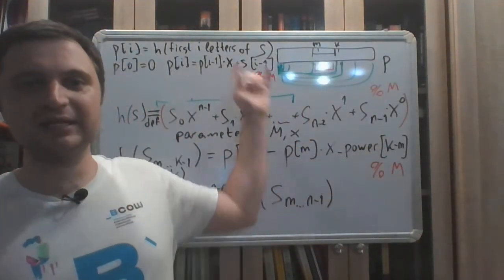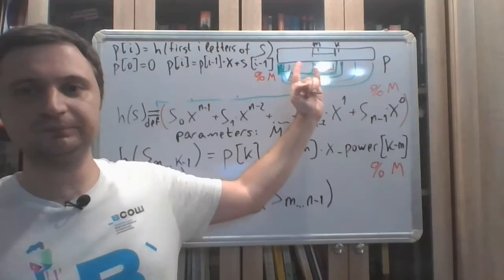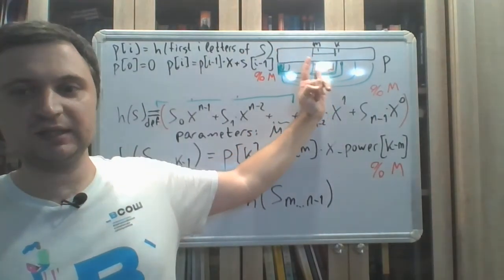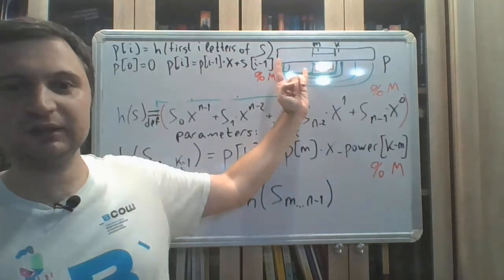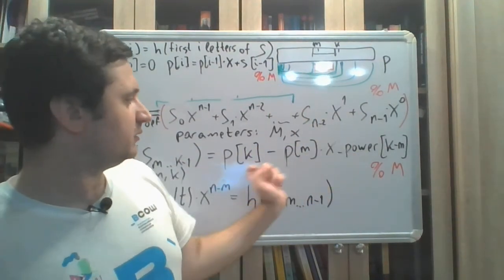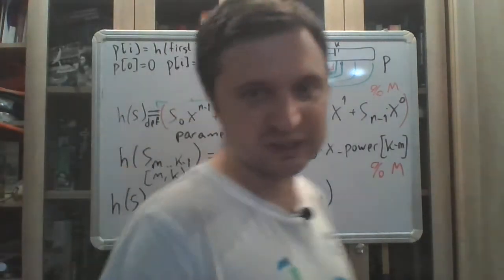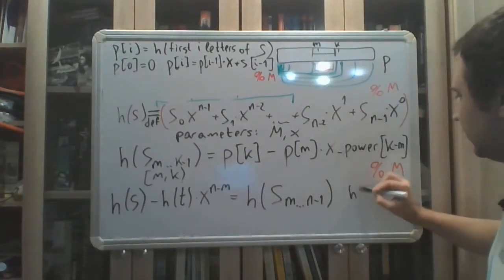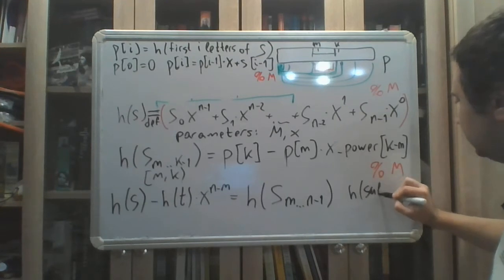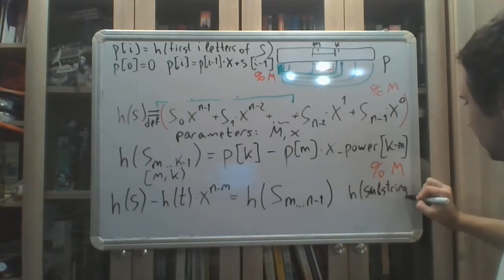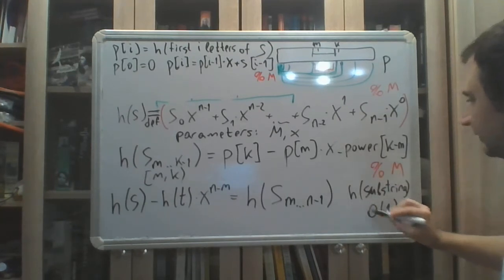So to take the hash function of any specific substring, you need 3 operations. And finally, we receive the wonderful result that the hash of any substring takes O(1) time.